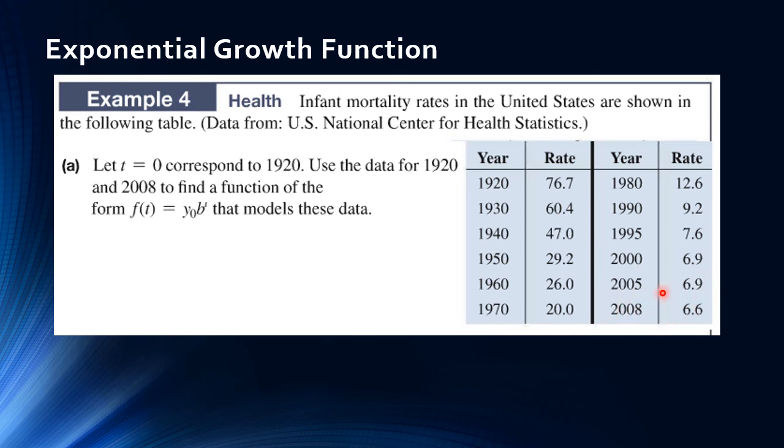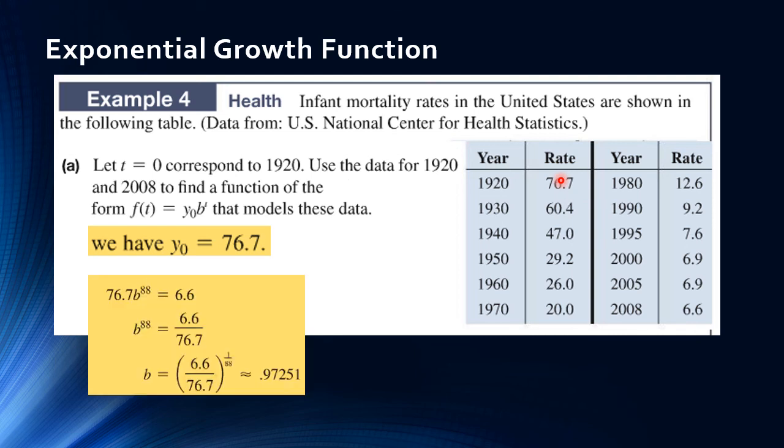This is exactly like the problem on the previous page, just different data. So why don't you pause for a minute and see if you can figure out the function like we did in the last case. Okay, figure out what your y sub 0 is, and then set up the equation so that your y sub 0 b to the t equals the amount in 2008. Well, we know that y sub 0 equals 76.7 because that's our initial population or our initial data point. We also know that t equals 88 in 2008, so we can set these two things up as equal.